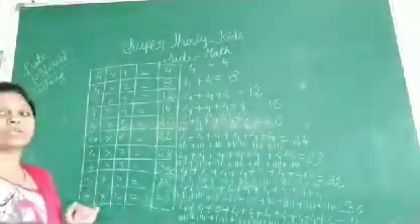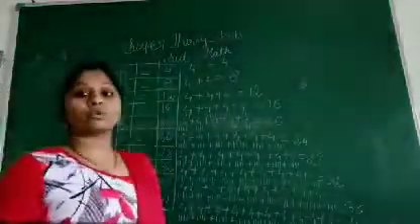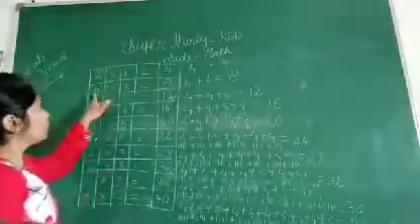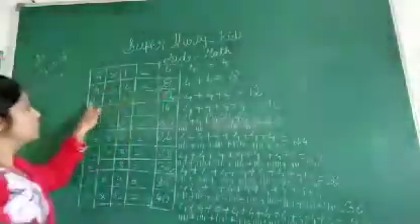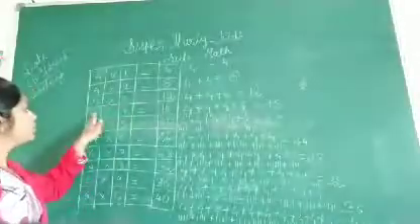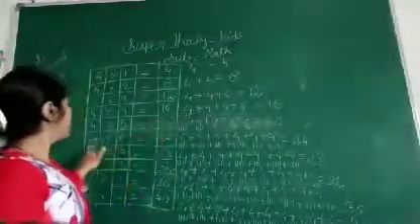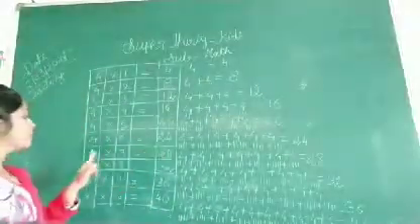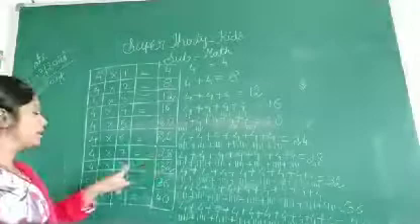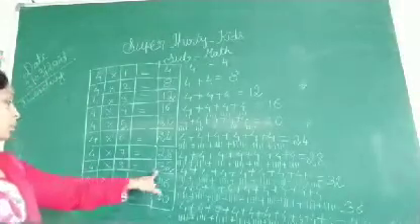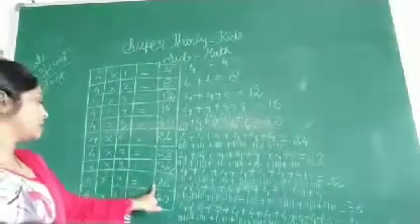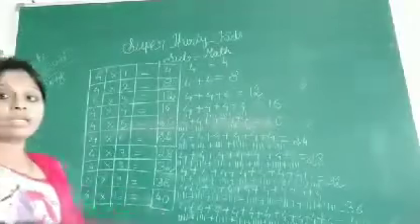Now we have learned the 4 table through addition. How to read this table? 4 ones are 4, 4 twos are 8, 4 threes are 12, 4 fours are 16, 4 fives are 20, 4 sixes are 24, 4 sevens are 28, 4 eights are 32, 4 nines are 36, 4 tens are 40.